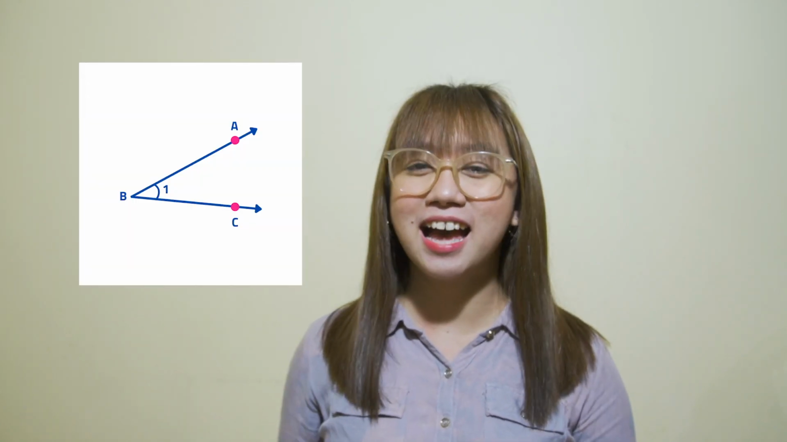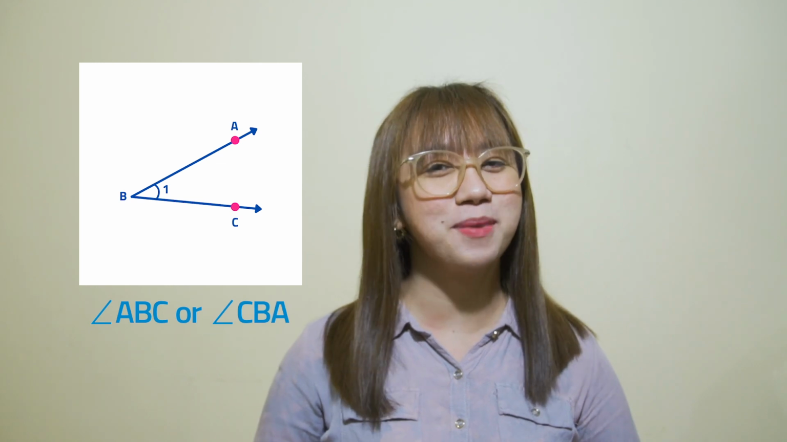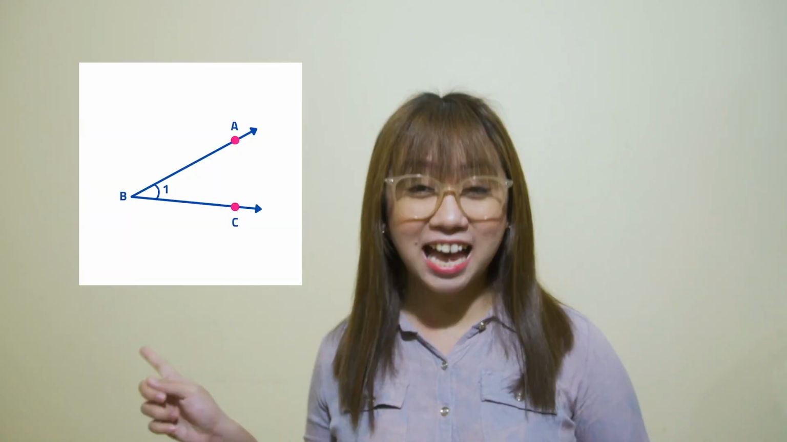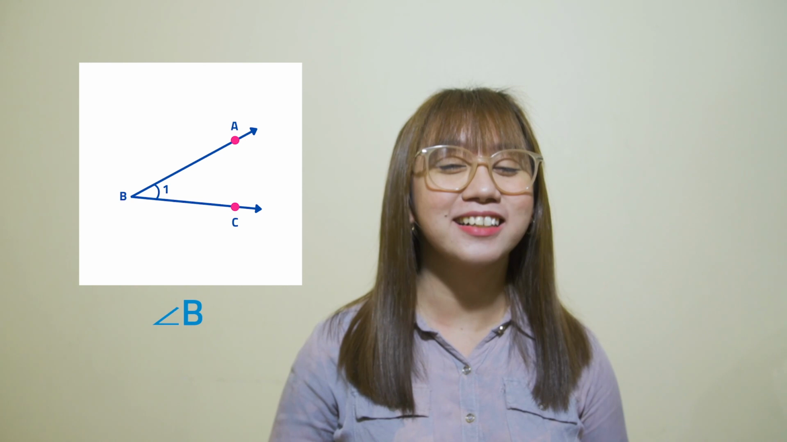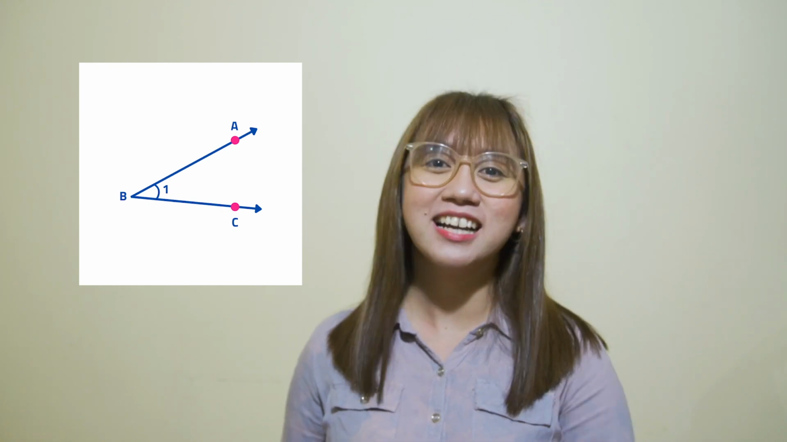Let's find out. Number 1. If 3 letters are used, the middle letter is the vertex of the angle. Hence, this angle may be called angle ABC or angle CBA. Number 2. If 1 letter is used, it is the vertex of the angle. This angle can also be called angle B. Number 3. If a number appears at its vertex, then the angle is denoted by that number. Hence, this angle may also be called angle 1.